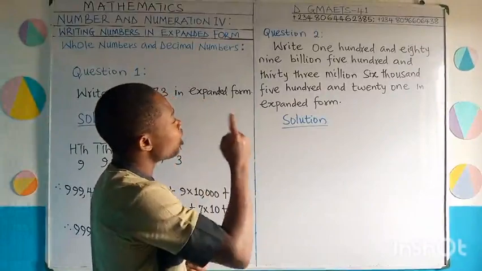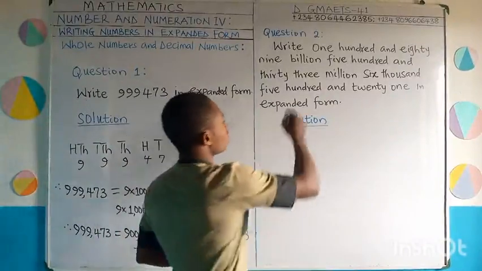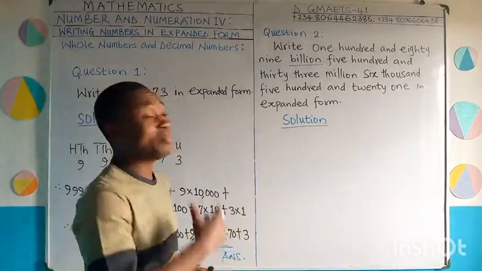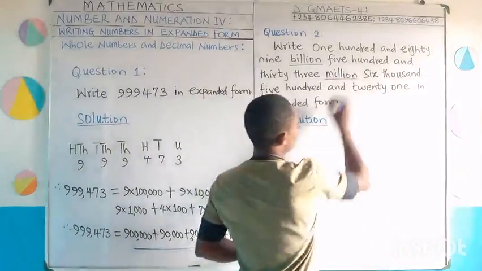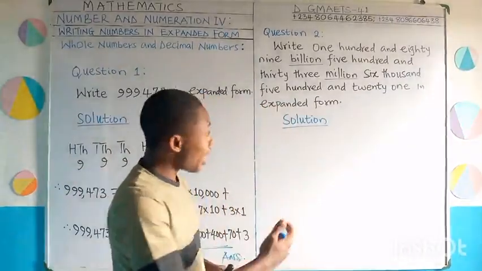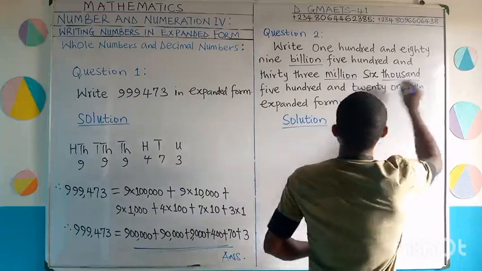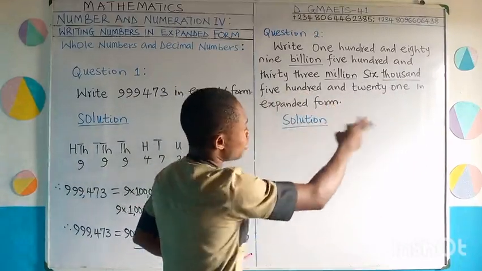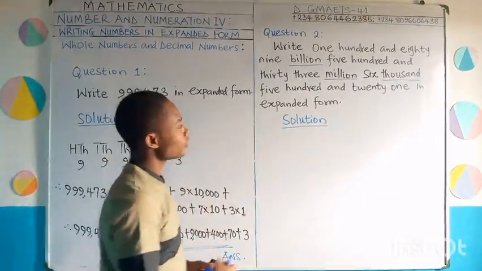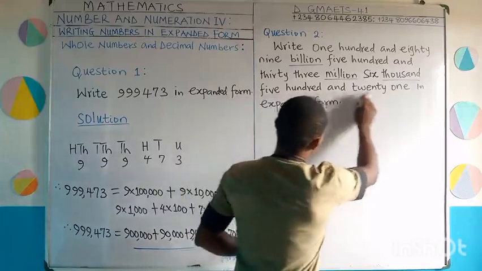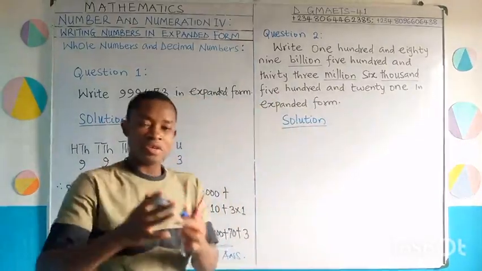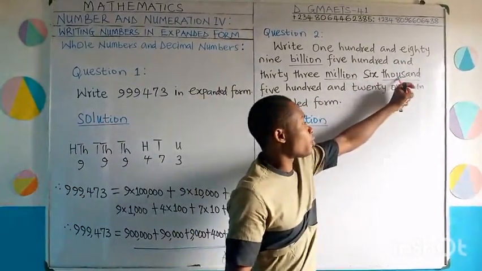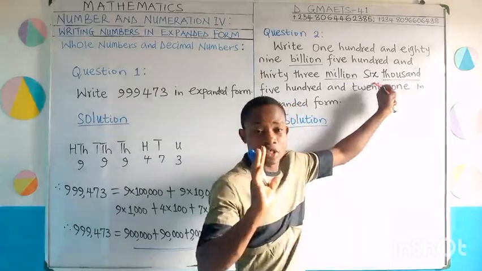We have 189 billion. So the first standard place value I heard is billion. Then 533 million. The next one is million. We have 6,000. Then 521. Now, this 521 is in hundreds, tens, and unit. Are you following? This 6,000, operating in this thousand, is simply the digit 6.